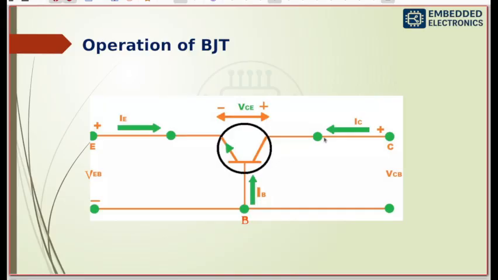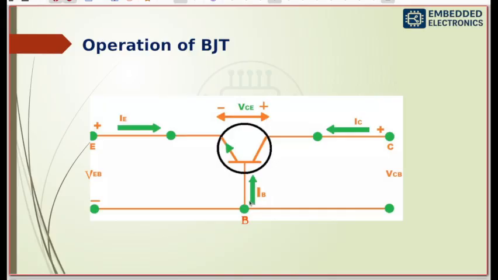The collector current is proportional to and controlled by the base current, and relatively insensitive to VCE. So in this region the collector current IC is equal to beta times IB.